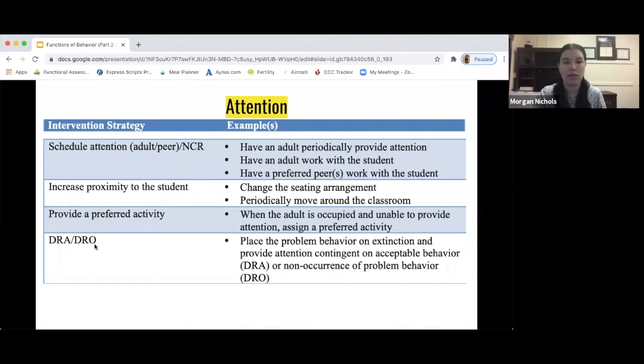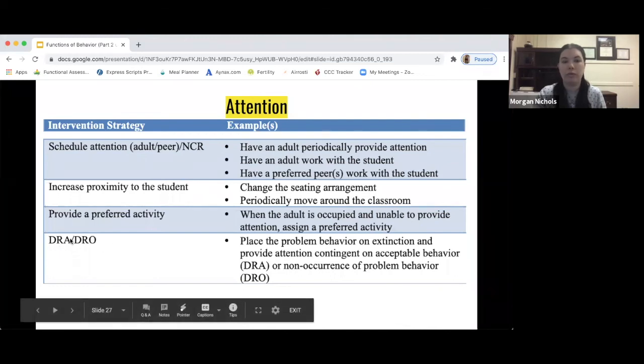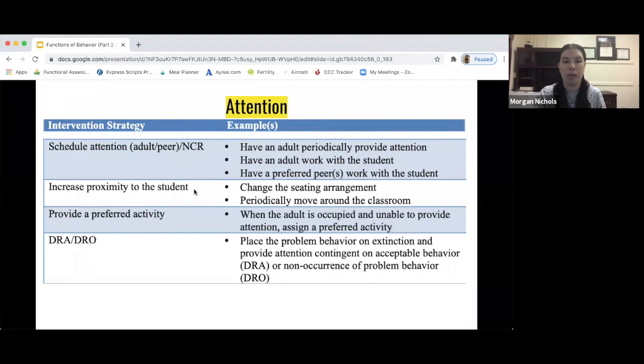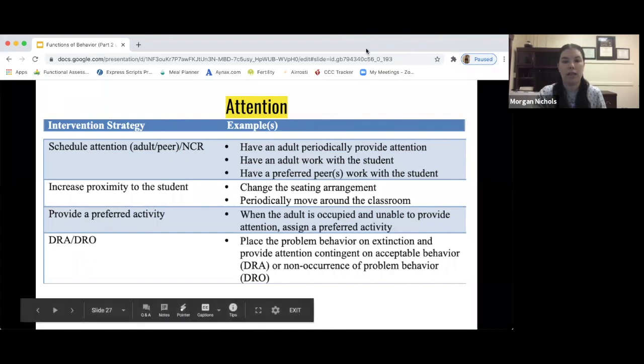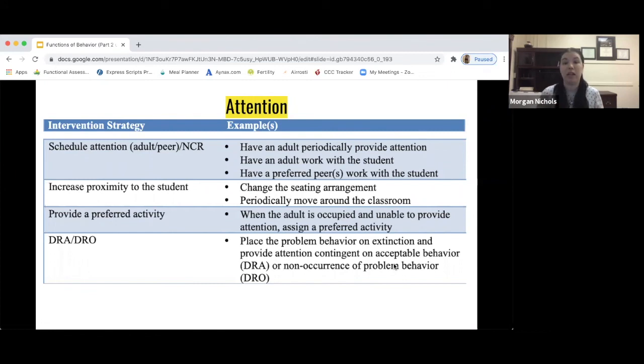DRA and DRO stand for differential reinforcement of alternative behavior or other behavior. And kind of what that looks like is you take the problem behavior. Let's say in this situation, the problem behavior is yelling, and you put that on extinction, which means you're going to ignore that behavior. You're going to ignore the yelling. But as soon as they do an acceptable behavior, such as tap you on the shoulder, you're going to immediately give them attention. So they're yelling, mom, mom, mom, mom. You're ignoring. You're doing such a good job of ignoring that yelling.